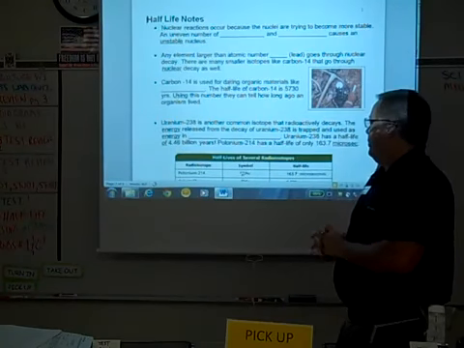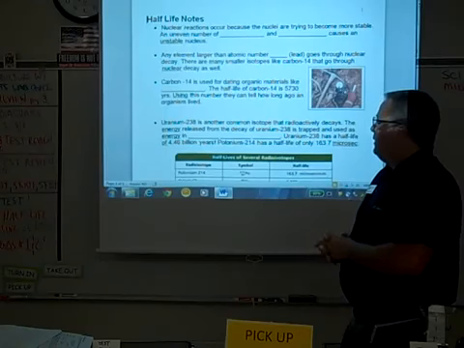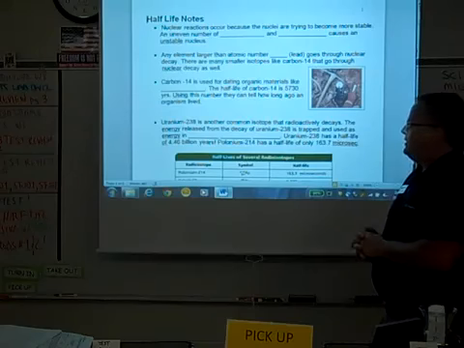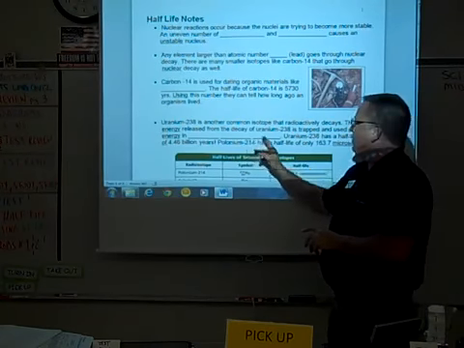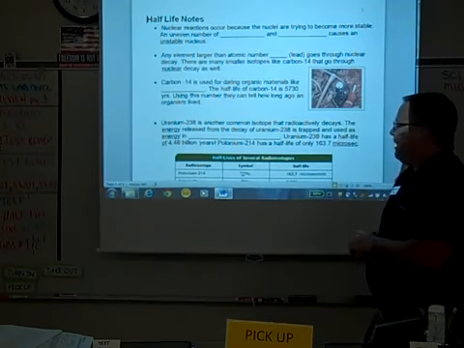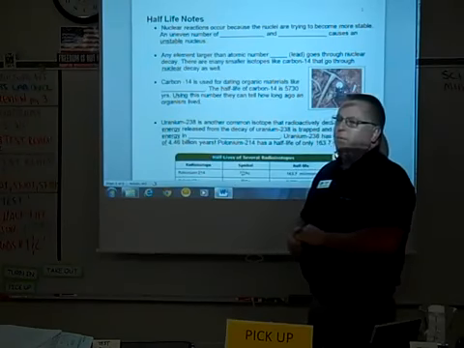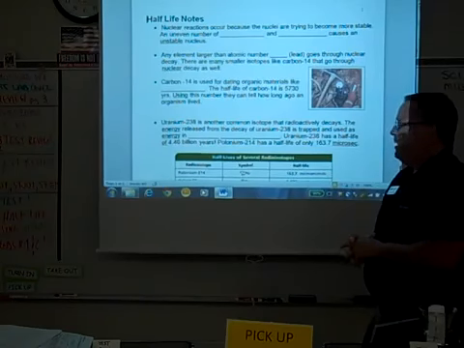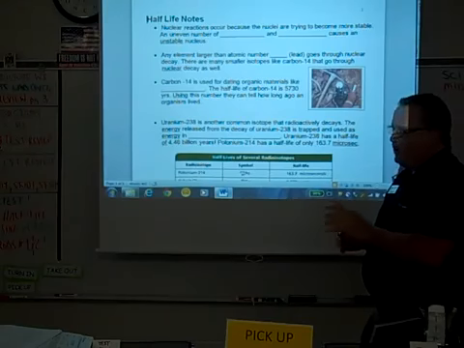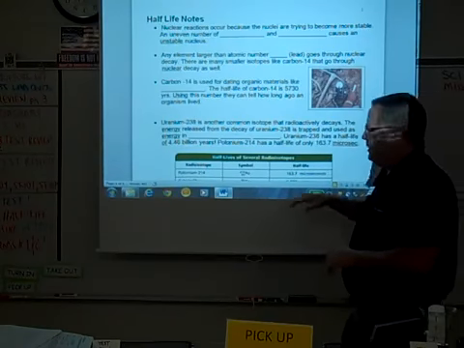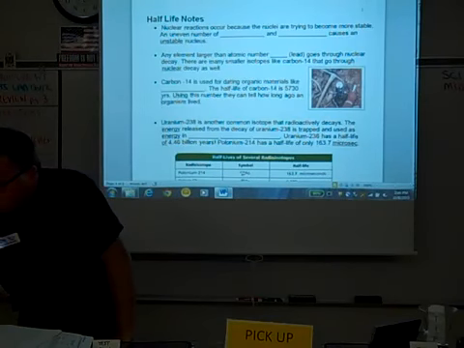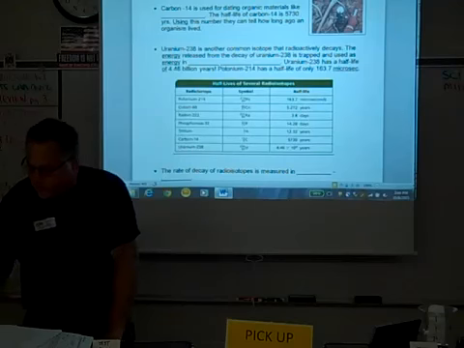Uranium-238 is another common isotope that radioactively decays. The energy released from the decay of uranium-238 is trapped and used as energy in nuclear power plants. Uranium-238 has a half-life of 4.46 billion years, so it's quite a contrast there. Polonium-214 has a half-life of only 163.7 microseconds. If you look down at the bottom of the page, I'm going to scroll up, and this is just a table of half-lives for several of the more common isotopes.